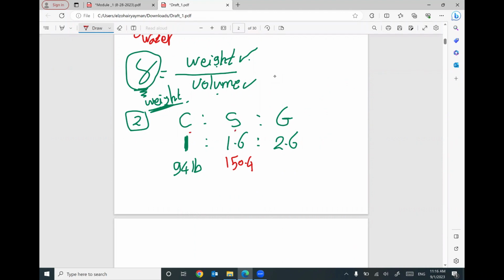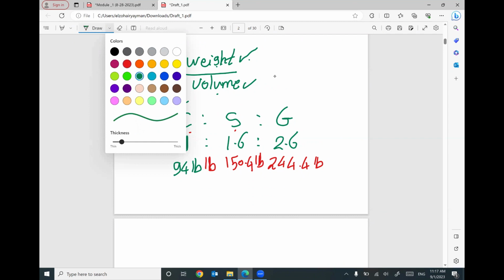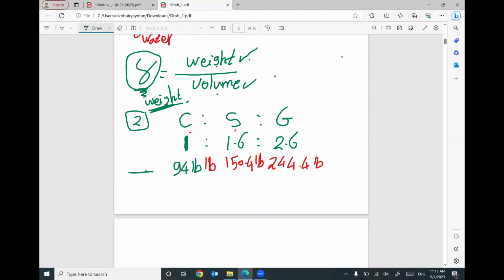Anybody can tell me how much weight of gravel we need? I need to multiply 94 pounds by 2.6. It will be 244.4 pounds. Everybody agree? Yes, sir. Thank you. So if you are going to use 94 pounds of cement, which is one bag, I have to use this amount of weight for sand and this amount of weight for gravel. This is the weight I'm going to use.